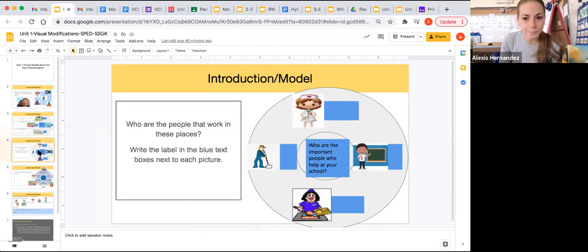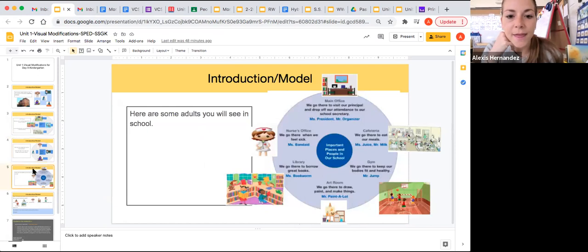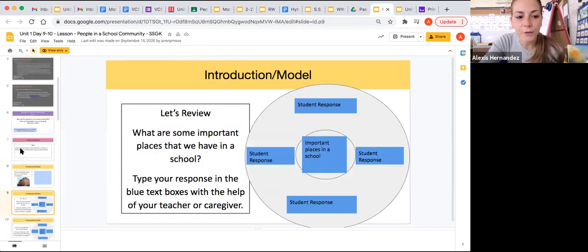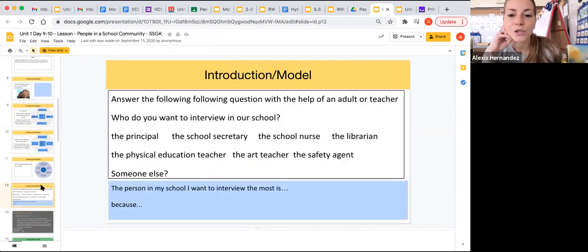Following this slide, the students are asked to identify some of the people that work in these places. Same thing as the previous slide. They're given the visual picture support so that they can add the label. Rather than just labeling and coming up with the answer in their brain, this will scaffold the assignment for them and give them more support. Finally, they also have more visual support on this next slide where they're asked to identify the adults and places in the school building.